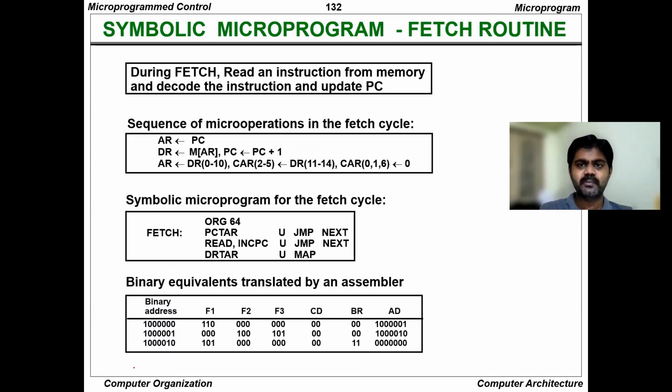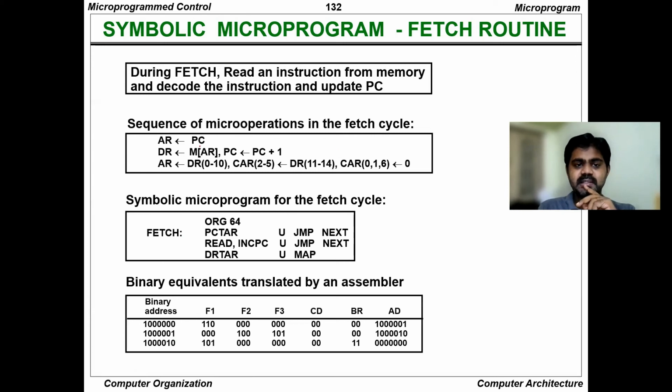So this symbolic microprogram contains the fetch routine. So what is the fetch routine here? What is the instruction cycle? Fetch, decode, execute, store. So during fetch, we read an instruction from memory, decode the instruction, and update the PC. For example, if PC points to the first address location, the next PC should point to the next location, so PC increments by 1. Now PC becomes 2.